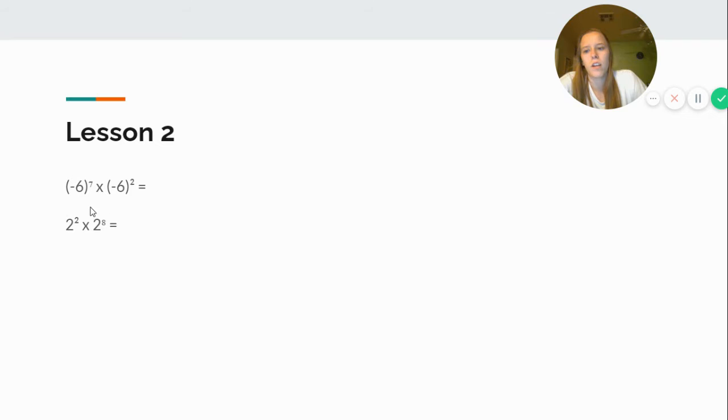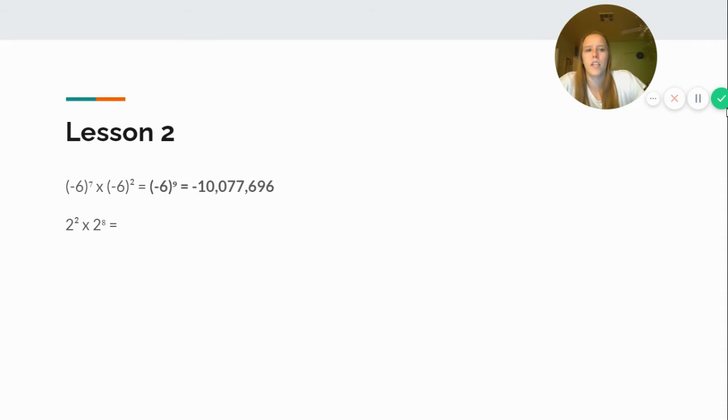Lesson 2, we looked at combining the exponents with like bases. So -6 to the 7th and -6 to the 2nd. So we add those and we get -6 to the 9th, which equals -10,077,696. Go ahead and work through the second one on your own and then hit play when you're ready to see the answer.